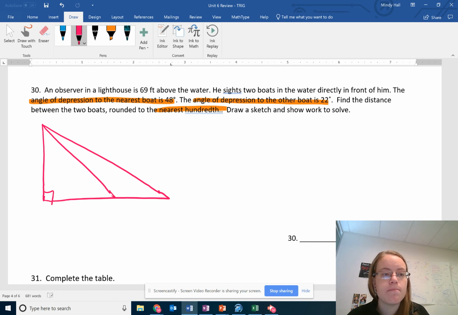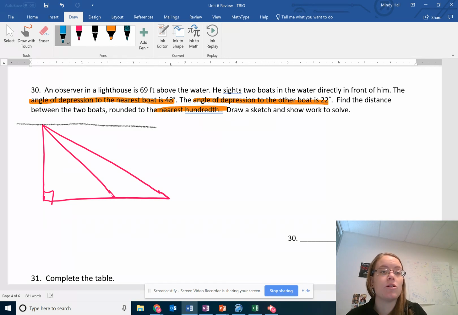So something to be aware of with angles of depression is that your bigger angle of depression will actually be closer to you. So in this picture, it's actually 48 degrees there and 22 degrees there. So that means that the one closest to the lighthouse is 48, and the one that's farther away is 22 degrees. And then we said that the lighthouse is 69 feet tall.